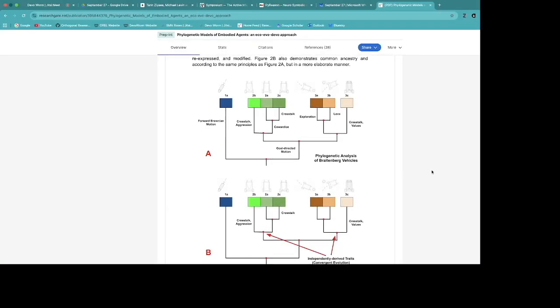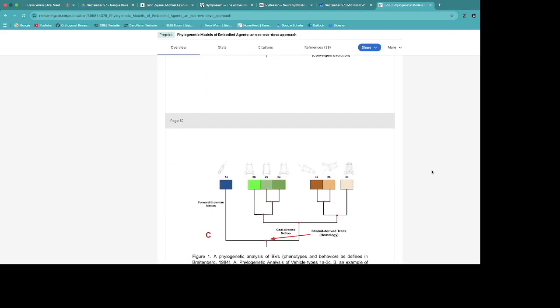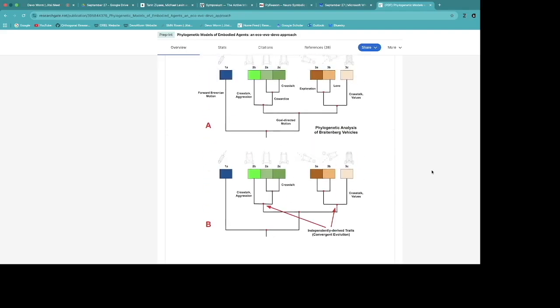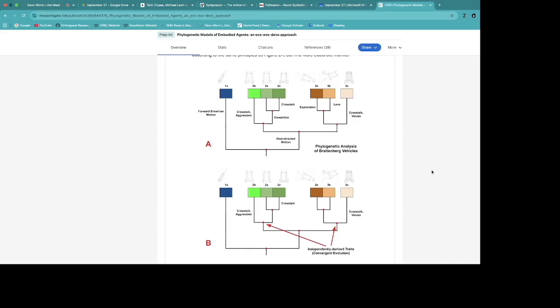So actually, if we go back to the paper on phylogenetics, this is figure 1, which is a 3-part figure that goes over this phylogenetic analysis of Braitenberg vehicles. You can see, they're very faint, but these are the Braitenberg vehicles proposed in Braitenberg's 1984 book, Vehicles. He proposes 3 classes of vehicles: 1, 2, and 3.